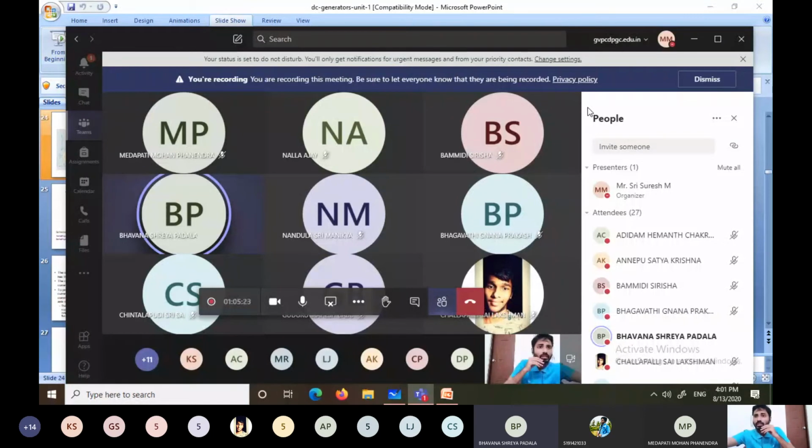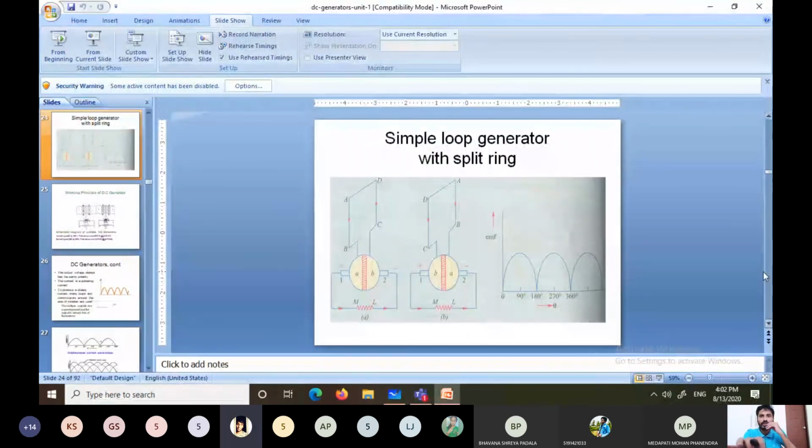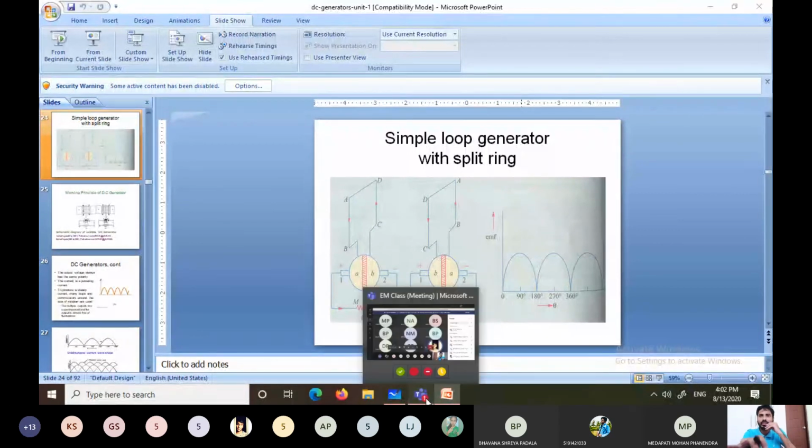Next, Challapalli Sai Lakshman. Are you there? Yes, sir. Can you explain how the load current does not change with respect to the armature? Do you know or not? No, sir. You can try, no problem. Whether you say right or wrong, you can try.